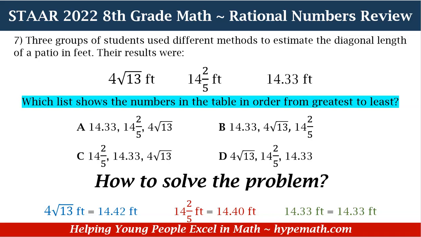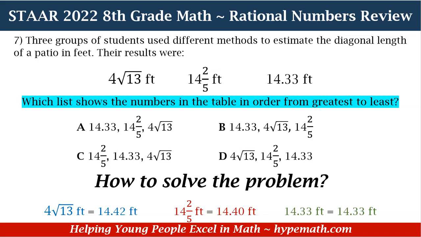So let's focus on 14.42 and 14.40, which is the largest number. We have to move to the hundredths place since both of them have the same number in the tenths place of 4. And in the hundredths place, 4 in the square root of 13 has a 2, and 14 and 2/5 has a 0. Which number is larger? Yes, 14.42 is larger, so that's going to be the first number.